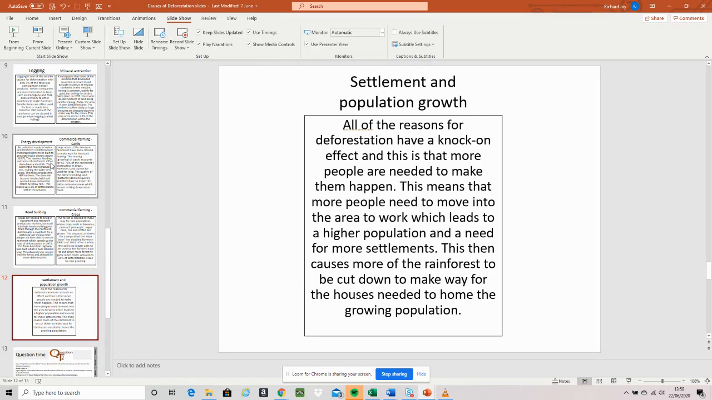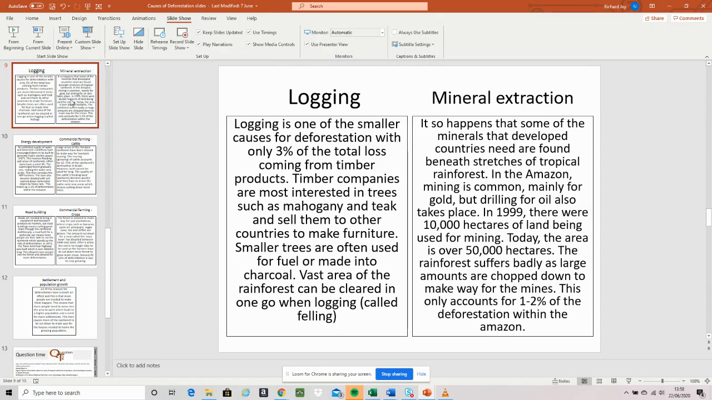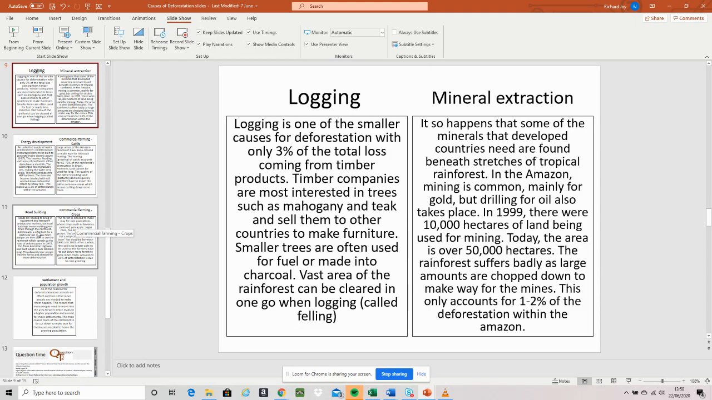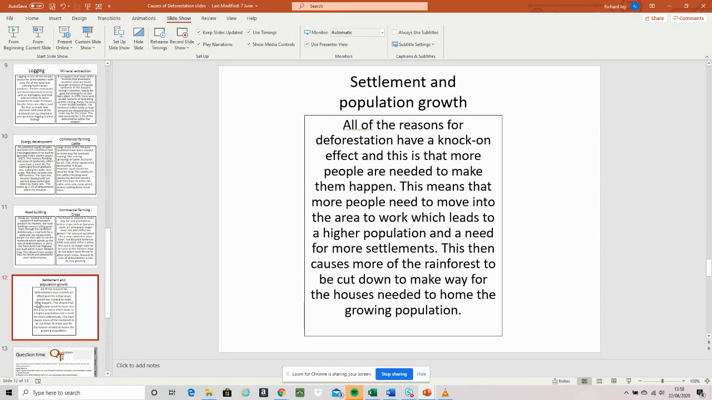In producing these commercial things, the logging, the mineral extraction, the energy development, the commercial farming of cattle and crops, you need to build roads because of the sheer scale of it, and then you end up producing this huge settlement and population growth.